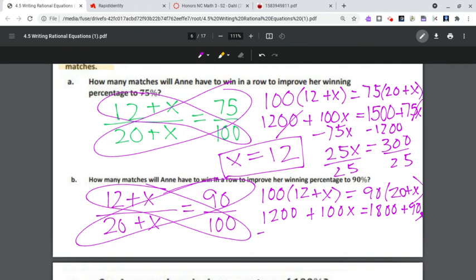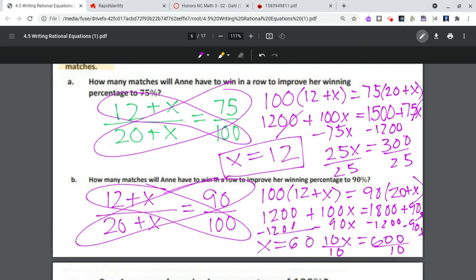Okay, subtract 1,200, subtract 90X. You get 10X equals 600. Divide by 10, X equals 60. So if Anne wants a 90% winning percentage, she needs to win 60 matches in a row.